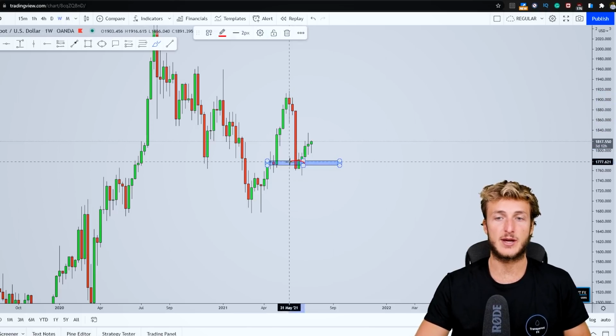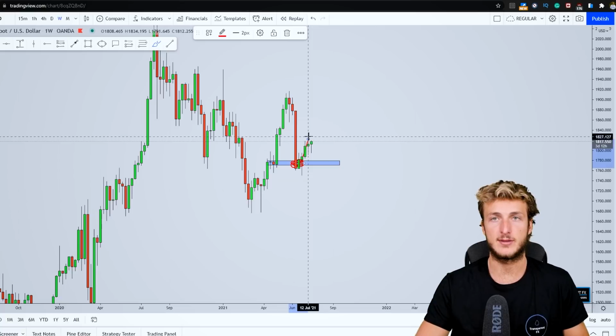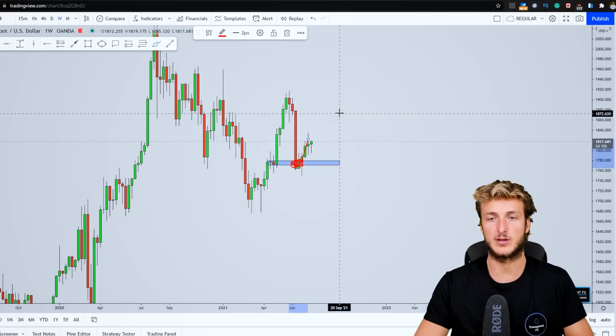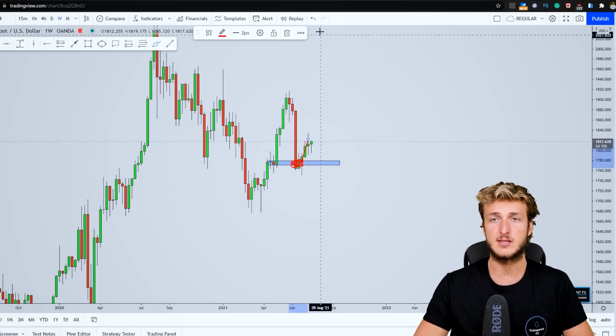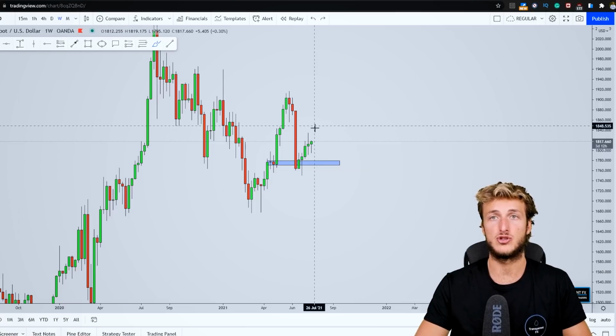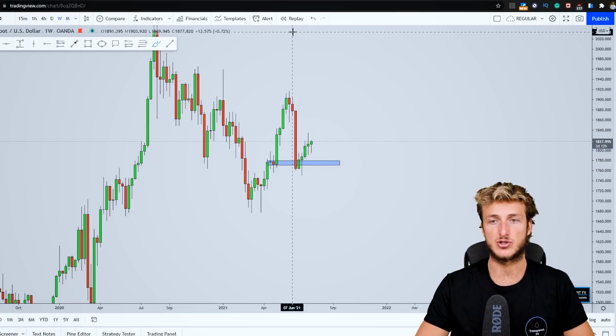And you obviously expect the market to reject a demand zone. That is what you expect when the market is testing demand. And in fact, that is exactly what the market here on gold just did, creating this rejection to the upside.